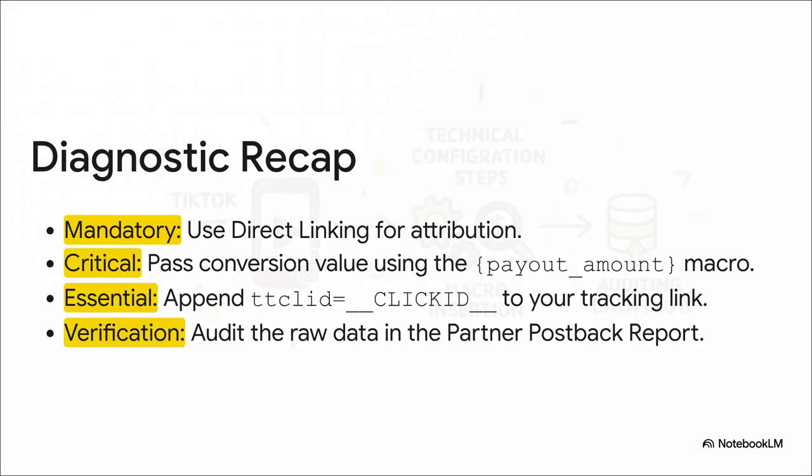So let's recap the crucial points from this whole diagnostic. Number 1, direct linking is your foundation. It's mandatory. 2, that payout amount macro is the critical step for real ROAS optimization. 3, the ttclid parameter on your URL is essential for attribution. And 4, your ultimate proof, your ground truth, is found by auditing the raw logs in the Partner Postback Report.